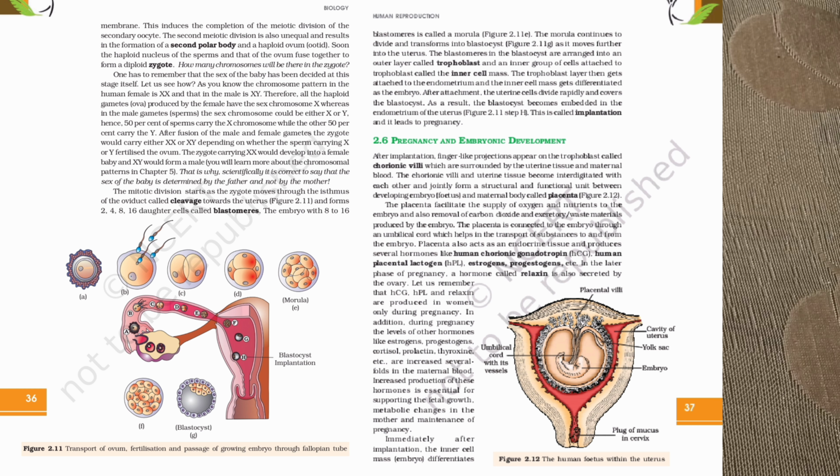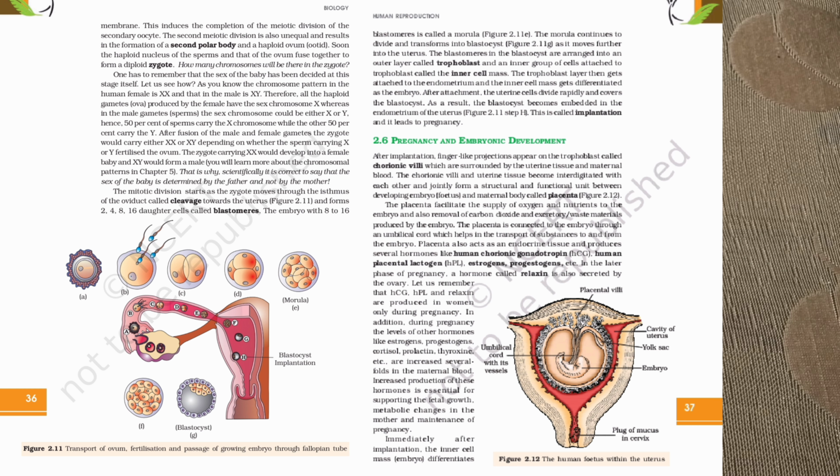The placenta facilitates the supply of oxygen and nutrients to the embryo and also the removal of carbon dioxide and excretory waste material produced by the embryo. The placenta is connected to the embryo through an umbilical cord, which helps in the transport of substances to and from the embryo. Placenta also acts as an endocrine tissue and produces several hormones like human chorionic gonadotropin (HCG), human placental lactogen, that is HPL, estrogen, progestogens, etc. Sorry, here it is not progesterone, it is written progestogens.